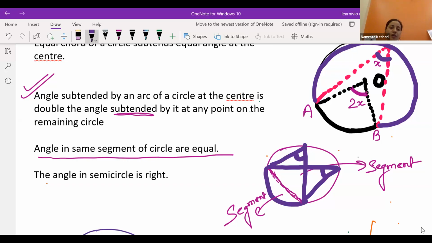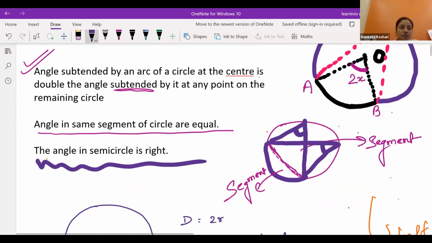Any confusion over here? No, ma'am. And the last one, the angle in a semicircle is a right angle.